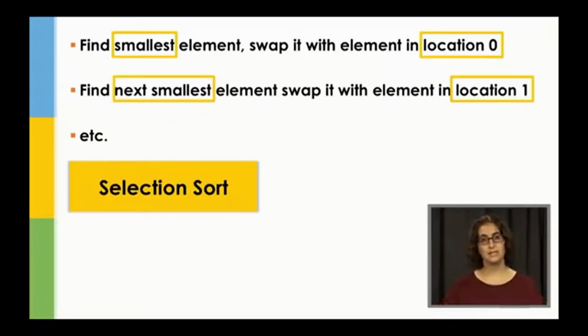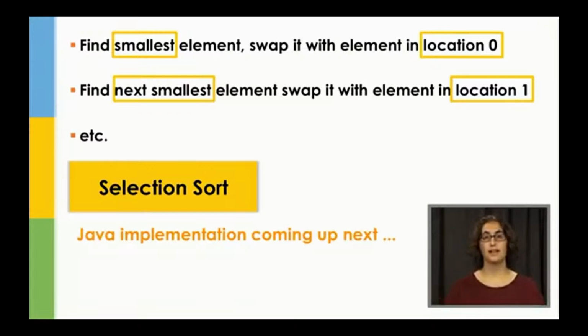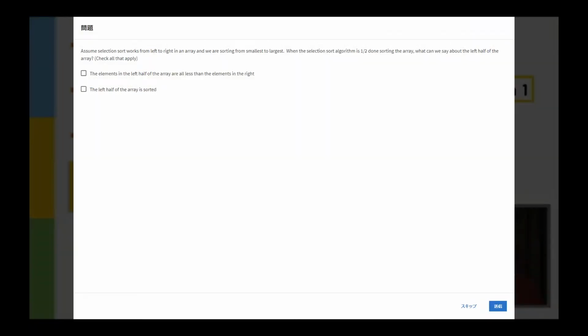Okay, and so what that means is that we've got an algorithm, a series of steps that we can take algorithmically to perform this task. So we've got selection sort being described here as first find the smallest element and put it in location 0 in the array, then find the next smallest, put it in location 1.